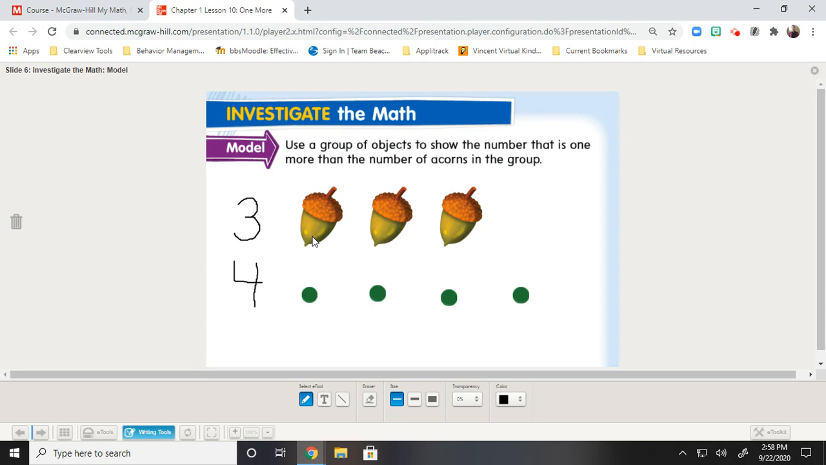And now I'm going to even go down because we learned in our other lessons to compare the groups. So 1 acorn, 1 counter. 2 acorns, 2 counters. 3 acorns, 3 counters. We have 1 extra counter. That is one more. Let's see what else we can do.